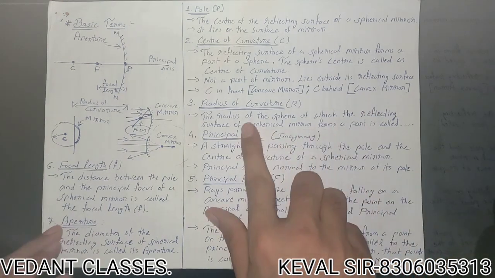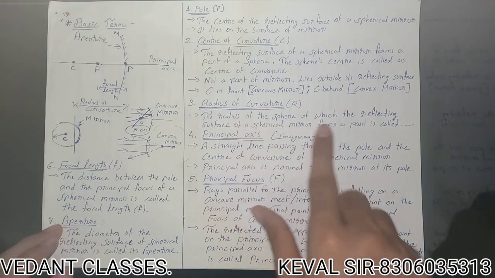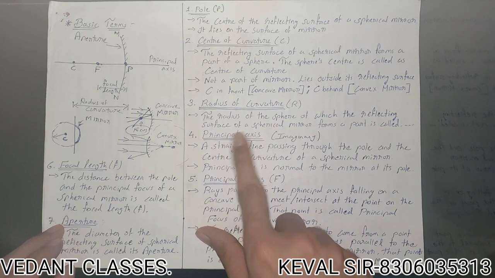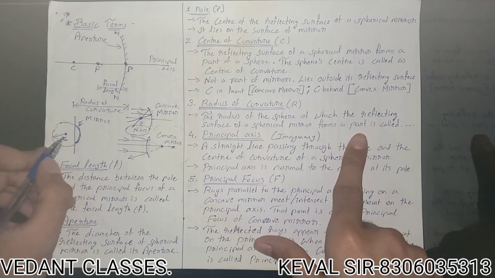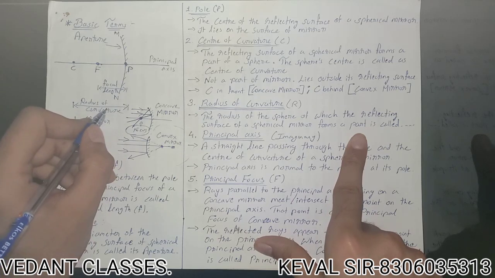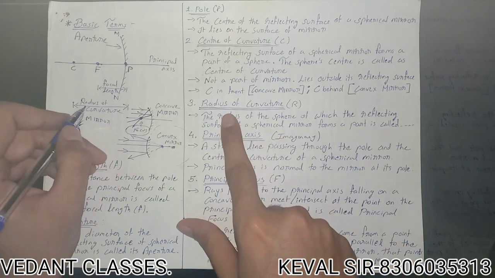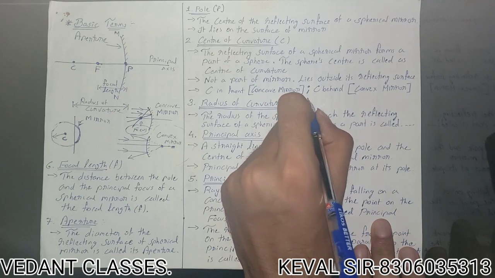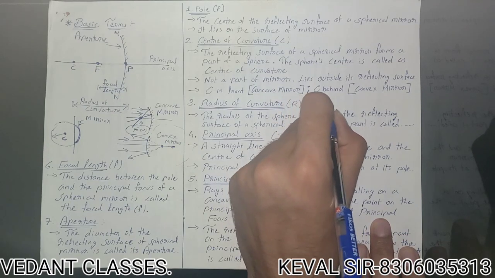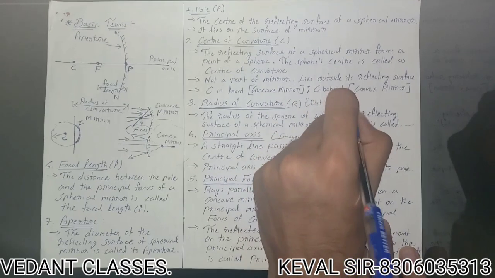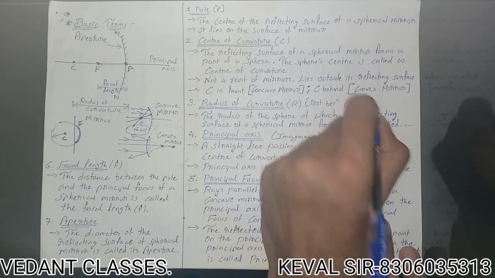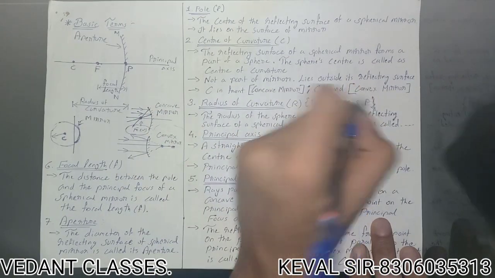Okay, now radius of curvature: the radius of the sphere of which the reflecting surface of a spherical mirror forms a part. So the radius of the sphere is known as the radius of curvature. It is basically the distance between C and P. You can also write it as the distance between the center of curvature and the pole. It is also called the radius of curvature.